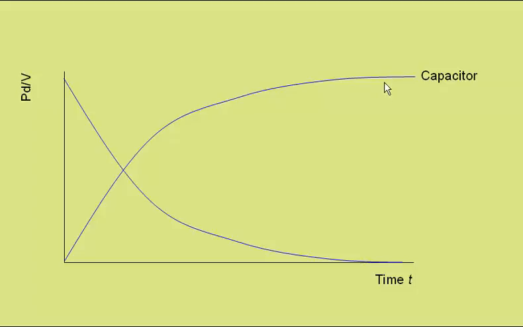If we plot a graph of potential difference against time, we would get a reading something like this for the potential difference across the capacitor. It increases rapidly at first and then less rapidly. The resistor would show a potential difference something like this. It starts off with the full supply potential difference and reduces down to 0. So this line shows the potential difference across the resistor. The sum of the two lines will always be equal to the supply potential difference.